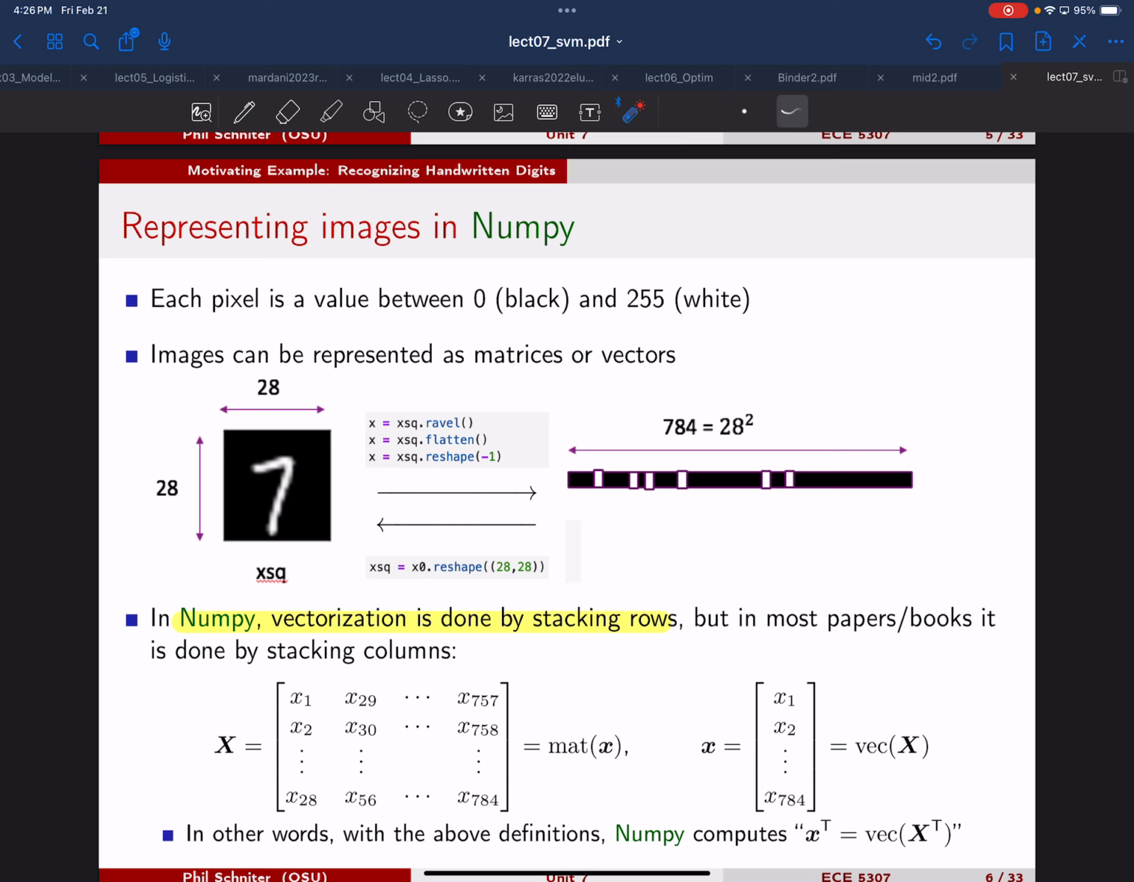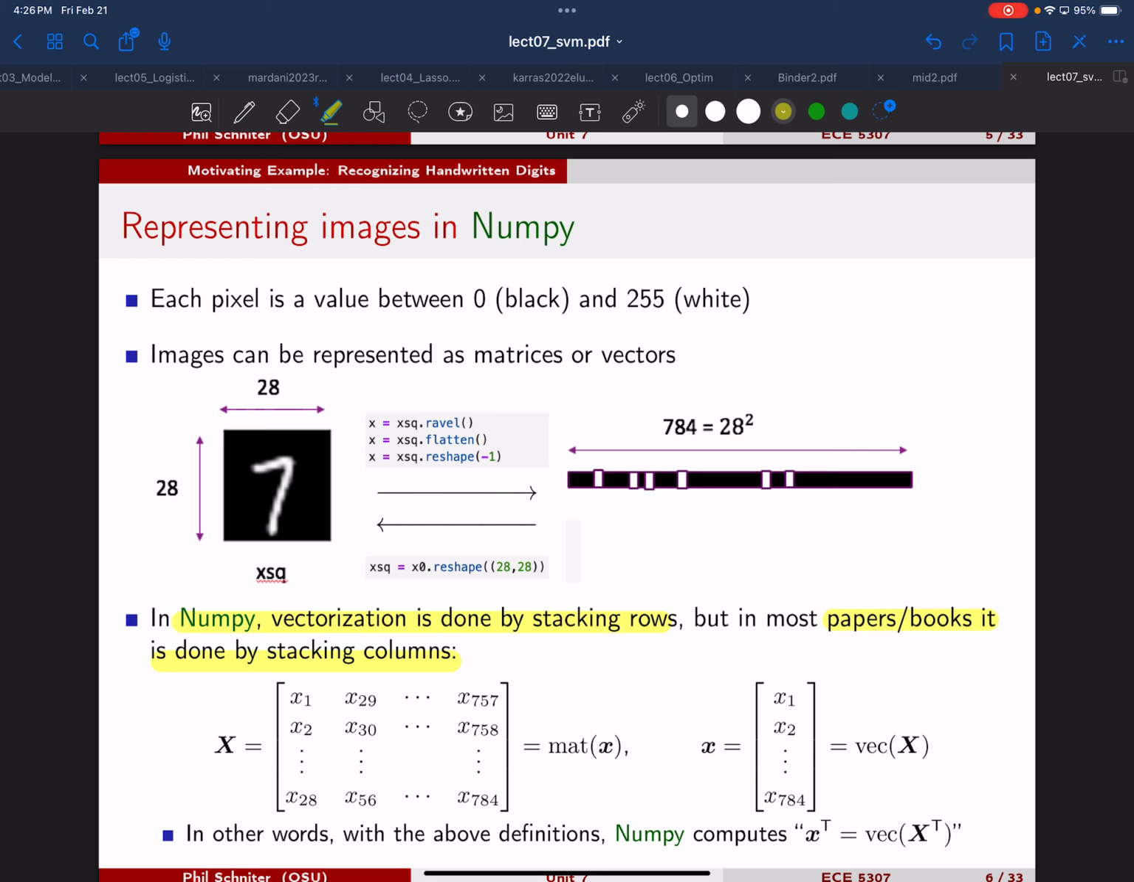And also when you read papers and books about matrix algebra, you find that in papers and books, it also tends to be done by stacking columns. So if I write something in math format, I'm going to assume we're doing it column-wise, but we have to keep in mind that if we're using NumPy and Python, it's being done row-wise.